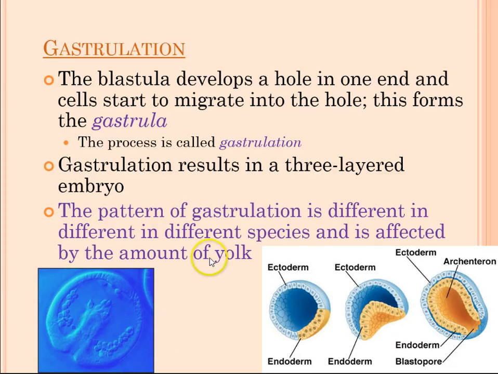Okay, and an interesting thing is that the pattern of gastrulation is going to be different in different species because the amount of yolk really makes a big difference. And we're not actually going to talk about this, but different organisms are going to do this differently based on yolk, right? And so yolk is really the key mitigating factor in how gastrulation occurs.